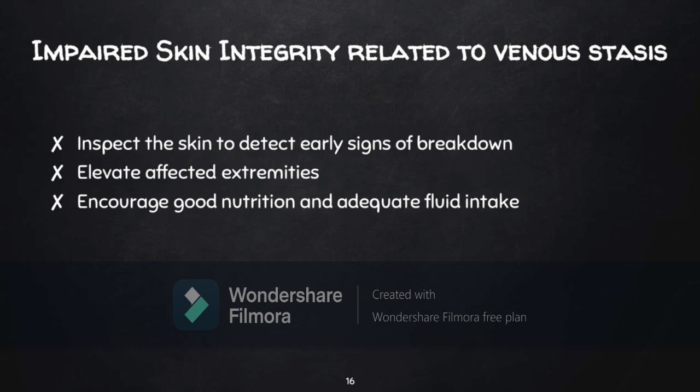Inspect the skin to detect early signs of breakdown. Compare the extremities for symmetry in color, warmth, pulses, and circumference. Elevate affected extremities to promote venous return and improve circulation to the area. Then, encourage good nutrition and adequate fluid intake.